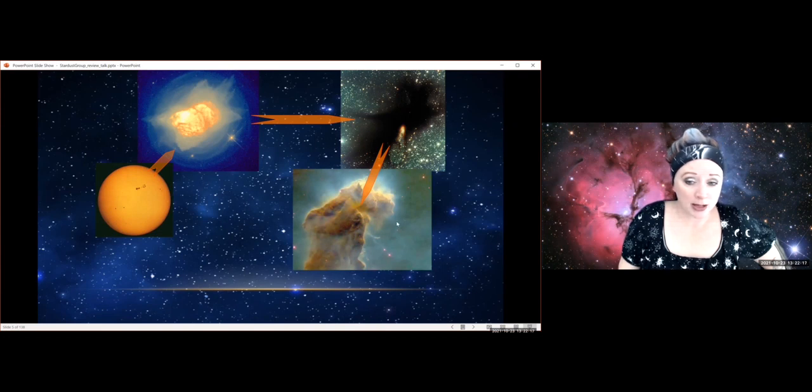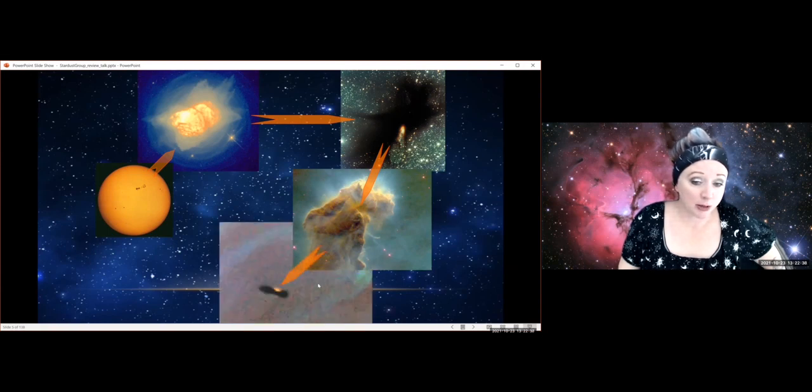This is the Eagle Nebula, and this is a very famous planet-forming region. In fact, each one of these little sticky out bits here is going to become a star. So this is a huge cloud of dust that is collapsing, making new stars and planets and possibly life.